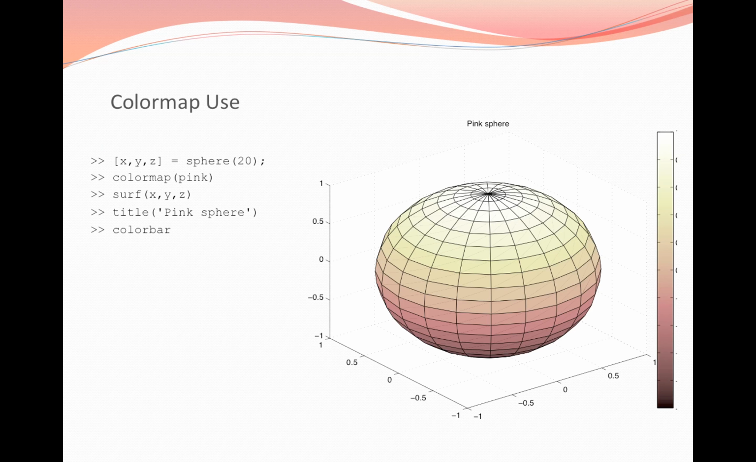Color maps can be used for other things besides images, for example, for some of the plot functions. Here I've used the sphere function to return the x, y, and z coordinates that I need for a sphere. I set the color map to the built-in color map called pink, and then pass the x, y, and z matrices to the surf function in order to see a surface plot. I put the title on that of pink sphere, and I put a color bar on it, which got cut off a little bit to the right, but you can see that it's showing the different colors in the pink color map. So again, you don't have to use color maps just for images, you can use them for the plot functions as well.